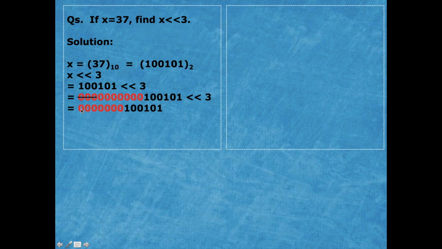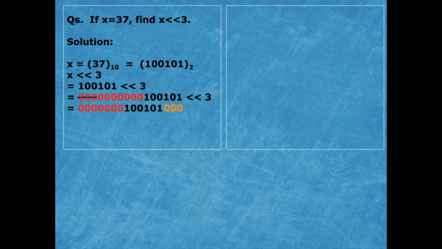So this 0 is actually this one. This 0 is actually this one. And that way the entire pattern is shifted by 3 positions. As a result, 3 positions have become vacant on the right side and it gets filled with 0. So believe it or not, the answer is ready in binary format.